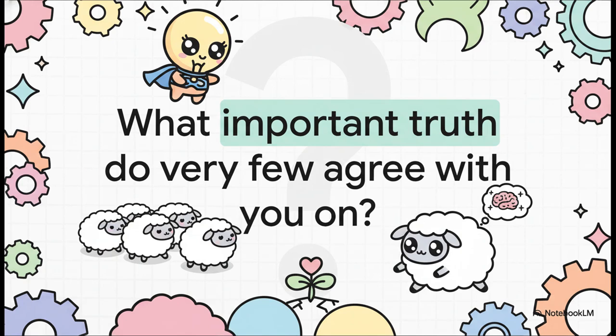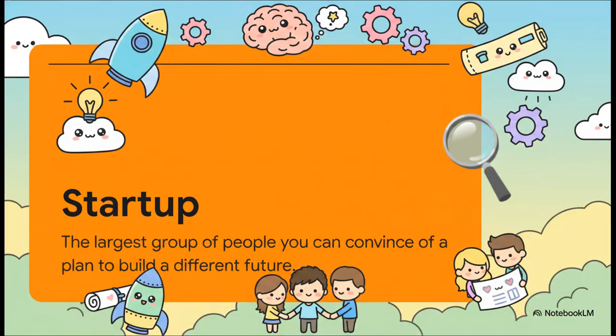And this brings us to a massive pattern interrupt. This is the ultimate contrarian question you really must ask yourself if you want to find the future. Are you ready? What important truth do very few people agree with you on? It sounds so simple, right? But it is incredibly hard to answer. It requires brilliant thinking to actually find that truth, and then immense courage to stand by it when literally everyone else thinks you're wrong.